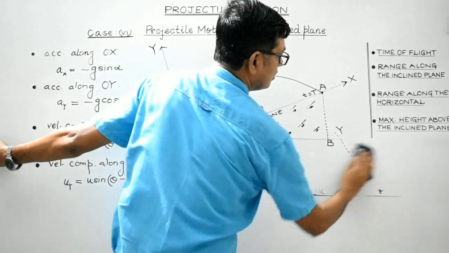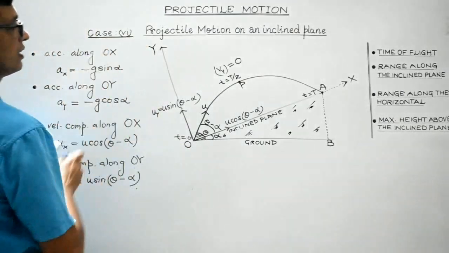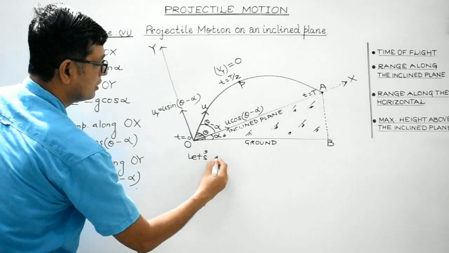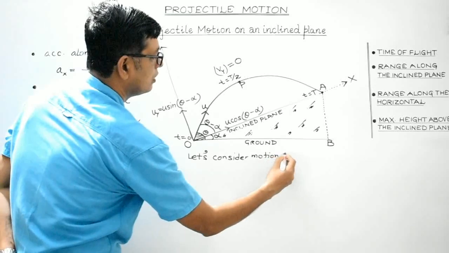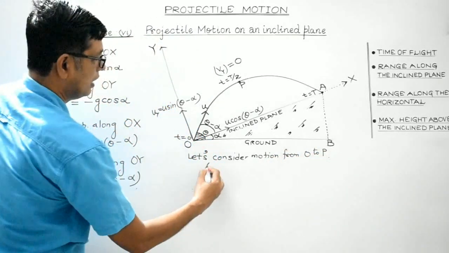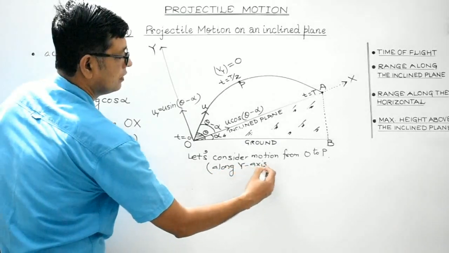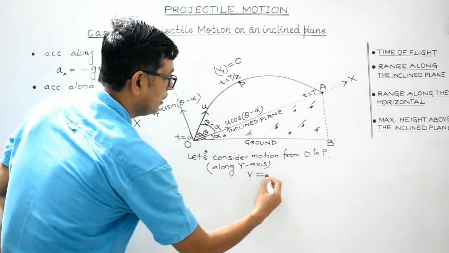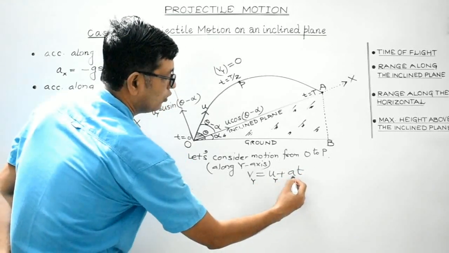So we'll consider the motion along y-axis, and we'll consider motion from O to P and along y-axis. Let's make use of the first equation of motion, and that is V is equal to U plus AT along y-axis, right? Along y-axis.